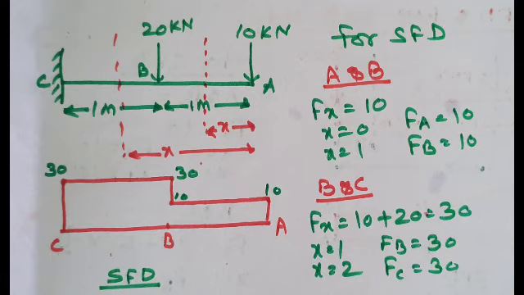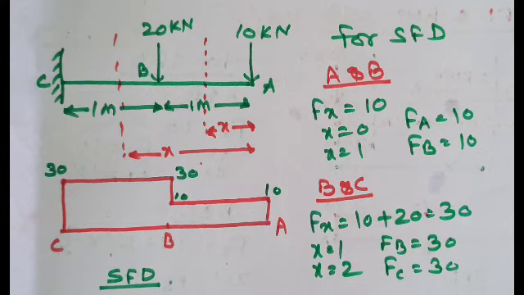One is between A and B and another one is between B and C. First of all we take the section between A and B. While moving from the right side, the force up to the section is only 10 kilonewton, which is downward, so it will be taken as positive. So the equation for this section will be Fx equal to plus 10. Now put x equal to 0 and x equal to 1, so you will get Fa equal to 10 and Fb equal to 10.